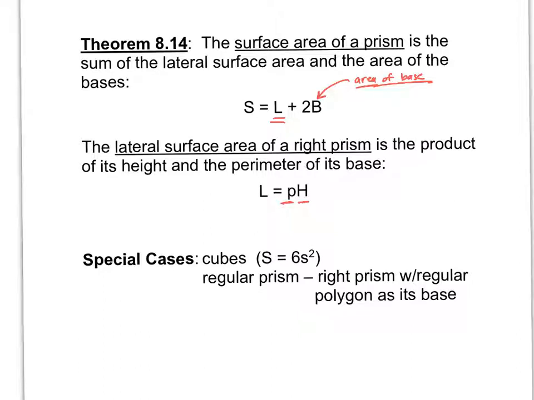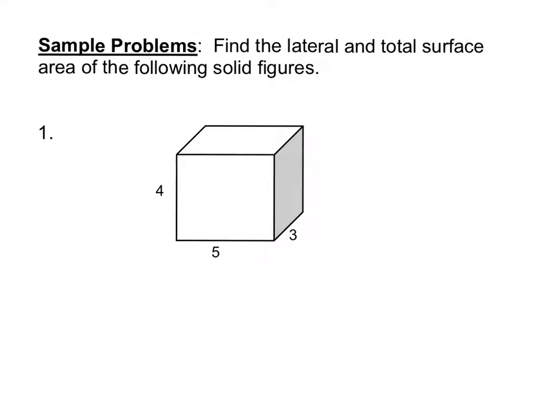Now we do have a special case if we have a cube, because all of the faces are the same and there are 6 of them. Each of the squares is s squared, and if there are 6 of them, then we just take 6 times s squared. So let's take a look at some examples using our new formulas. Here we have a prism, and we're supposed to find the lateral and total surface area.